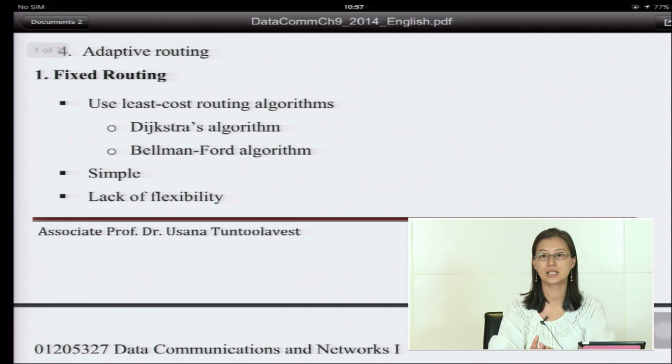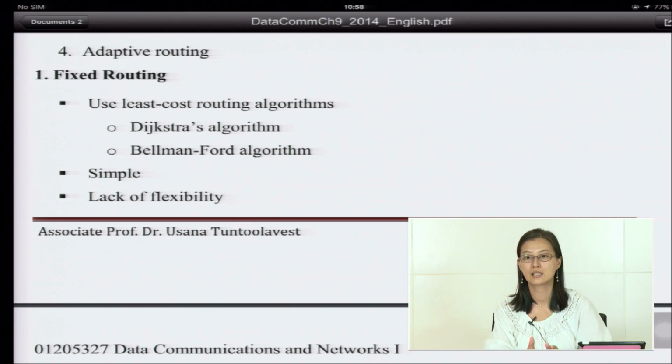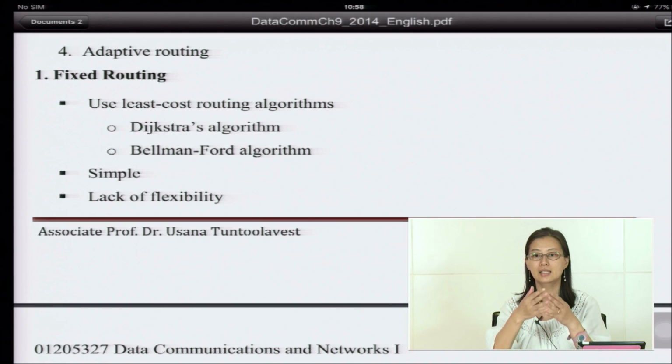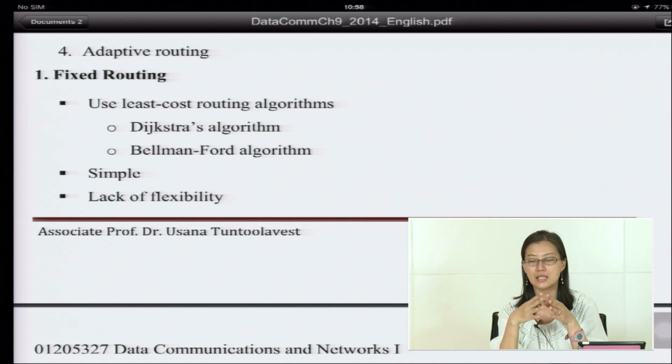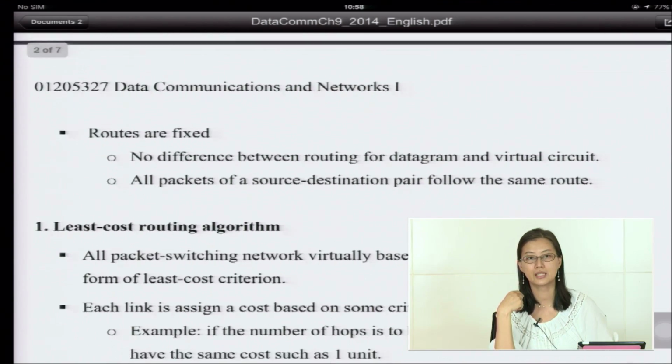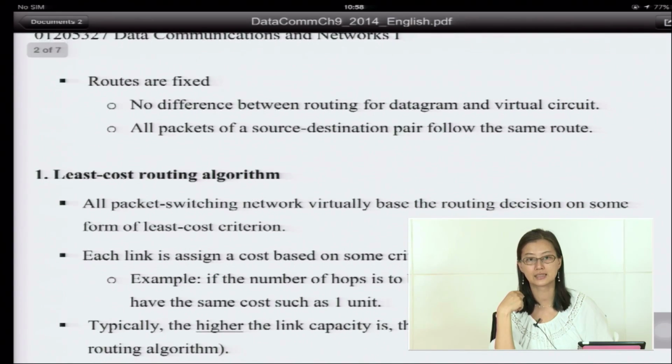you always want to transmit with the lowest cost, and the cost can be anything that is important to you. It can be money or it can be time that you want to minimize. The two least cost routing algorithms that we talked about today are the Dijkstra algorithm and the Bellman-Ford algorithm. These are simple, but not flexible, because the routes are fixed.